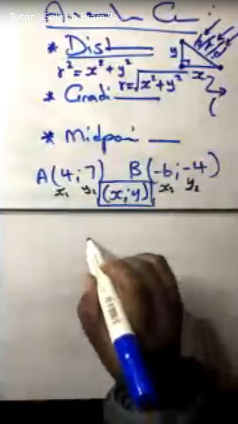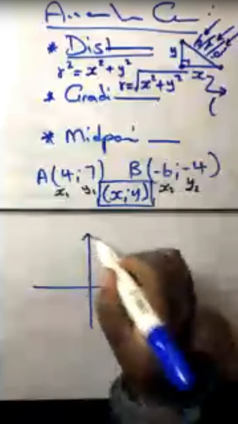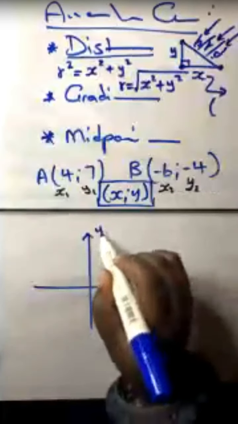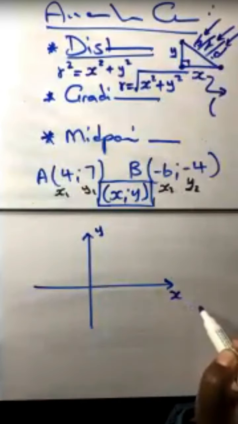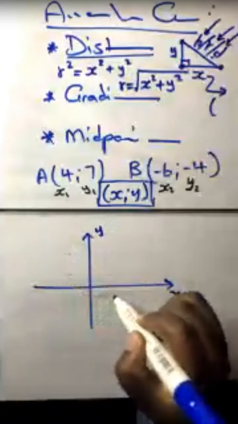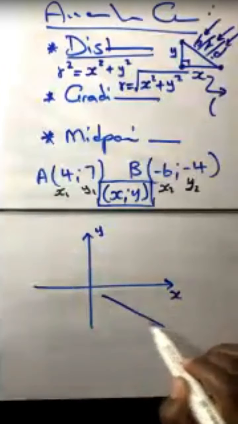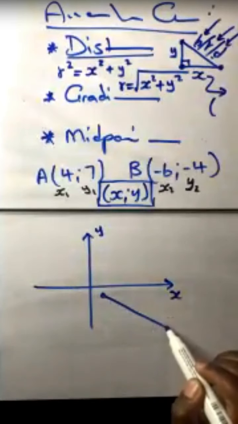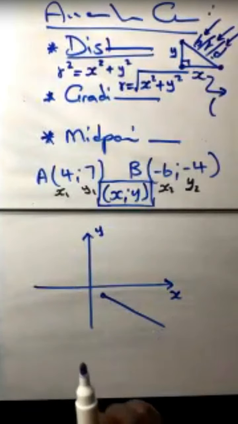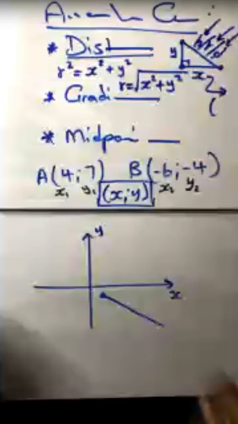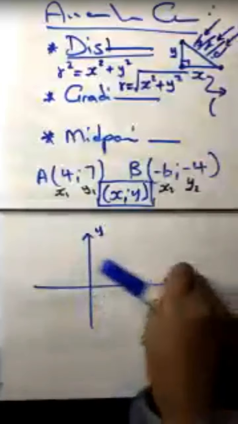So let's say we've got a Cartesian plane, something similar to that. This is y, this is x, and we've got that point over there. Wait. Let me not make it there.